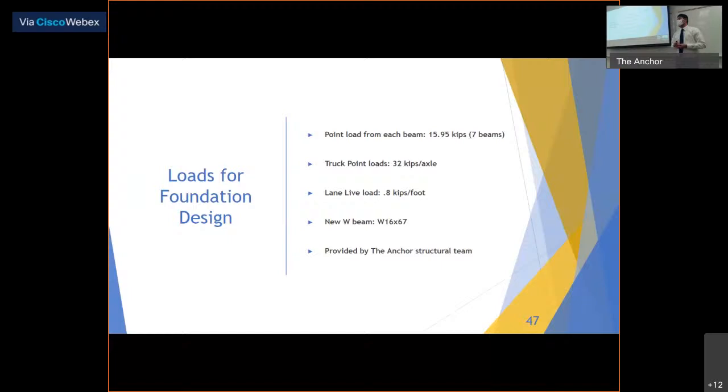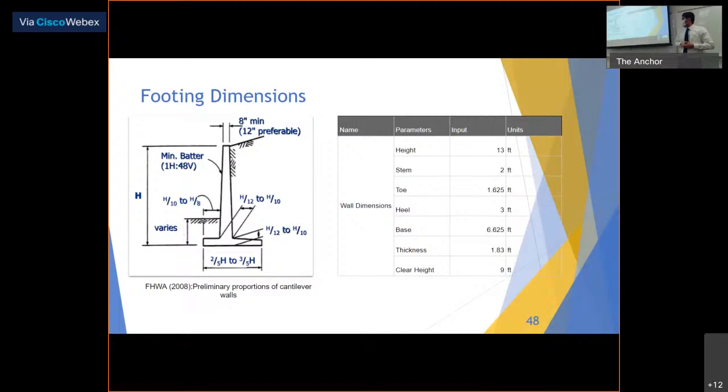Now, after we do this, we dove into the FHWA 2008 manual. This was mainly to come up with the preliminary dimensions for our abutment design. We needed to know what our footing width was going to be, what the heel and toe were going to be, and how wide the stem was going to be. So in order to do this, we know our initial height, which is our clear height, which was 9 feet. It had to be at least 9 feet from the ground surface of the channel. And we also had to have it go down below the soil for the foundation to sit on a soil that was going to help it with its bearing capacity, essentially.